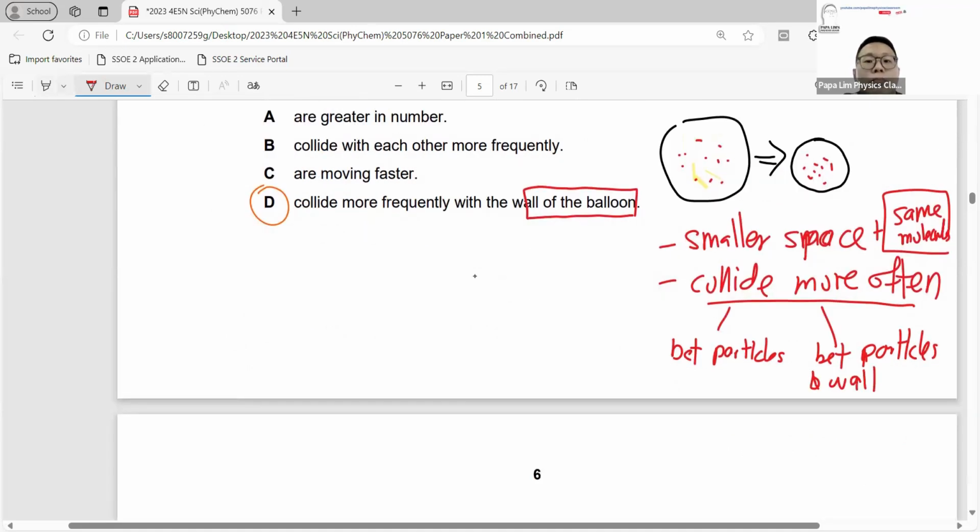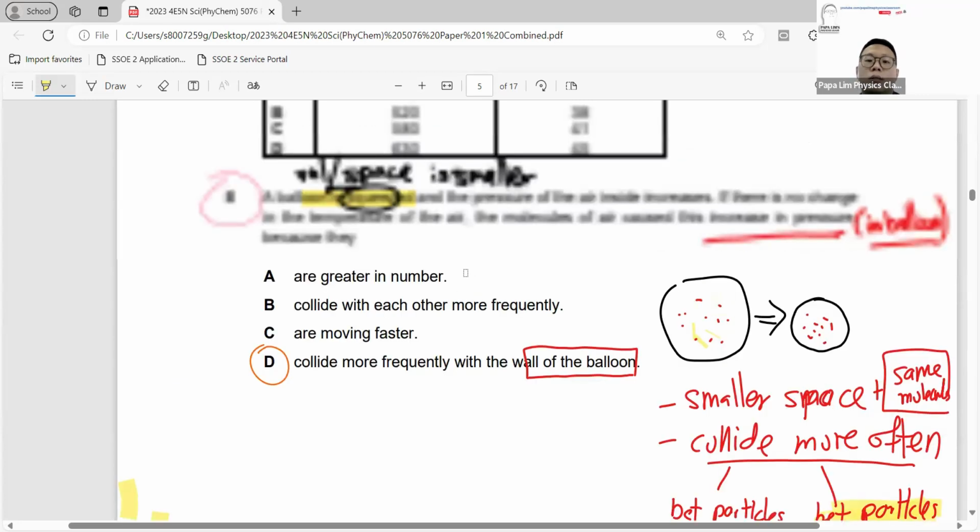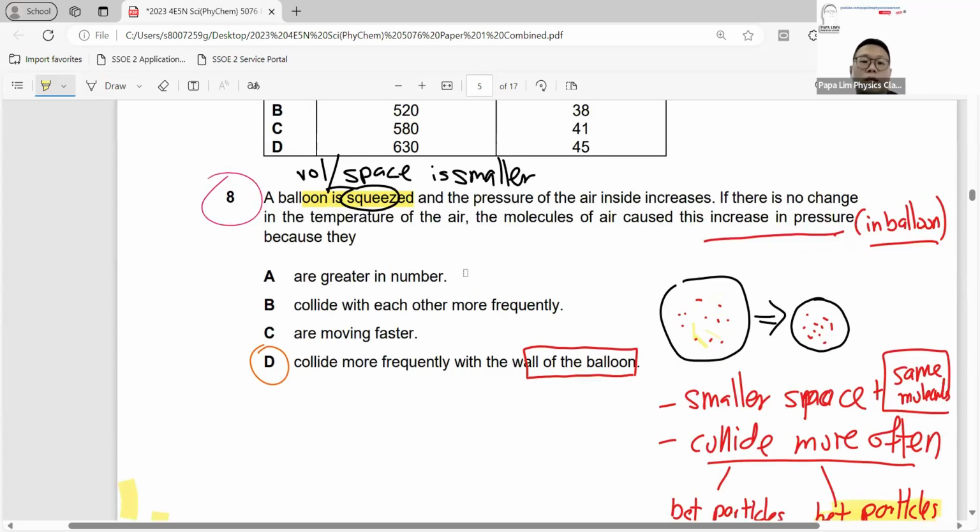So if I want to know the pressure on the balloon itself, I definitely want the force exerted between the particles and the wall. This is what gives rise to the pressure in the balloon. So that's why these words are actually important.